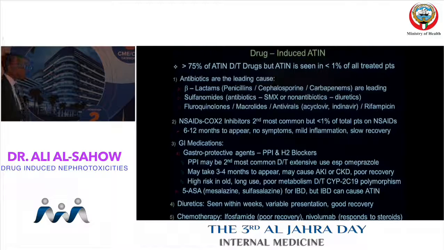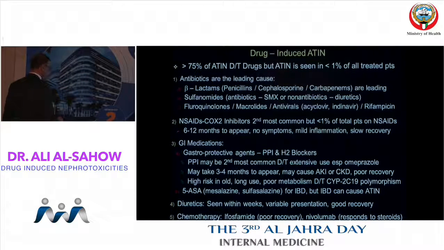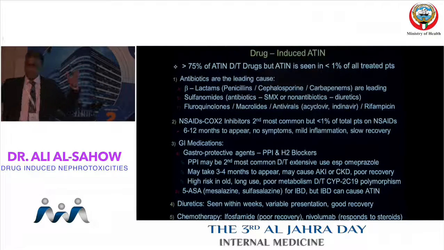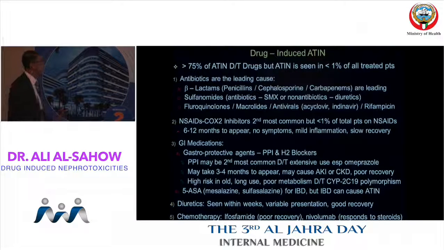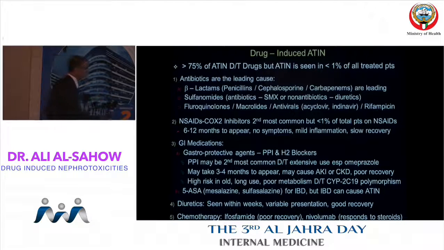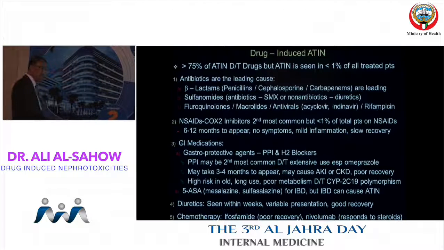Just briefly about drug-induced acute tubular interstitial injury. Now, although more than 75% of cases of acute tubular interstitial injury are due to drugs, it is seen in less than 1% of patients who are receiving the drug, which is good. I mean, there are millions and millions of people on drugs, and if you were going to see it at a high rate, that would be extremely dangerous. Can be antibiotics, non-steroidals or COX-2 inhibitors, the GI medications, whether it's PPI or mesalazine, diuretics, chemotherapy, and others.